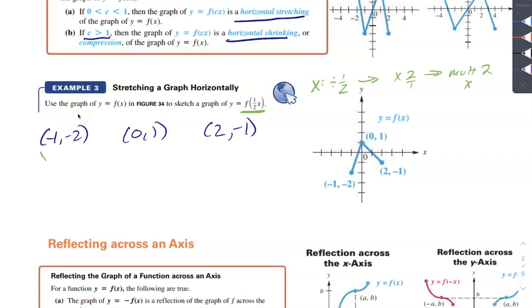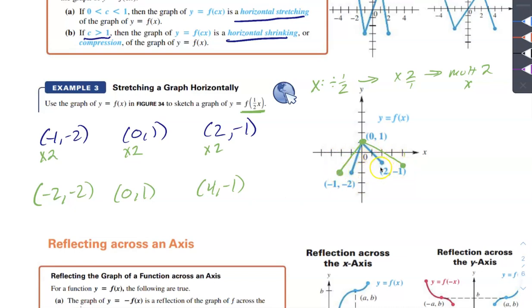So we're going to multiply our x values by 2, multiply our x values by 2, multiply our x values by 2. And we get -2, -2, 0, 1, 4, -1. So those are our new points. Let's plot them. -2, -2. 0, 1 didn't change. And then we have 4, -1. So it looks like this. So you can see that was a horizontal stretch, right? It stretched horizontally. So it went from there to there and there to there.